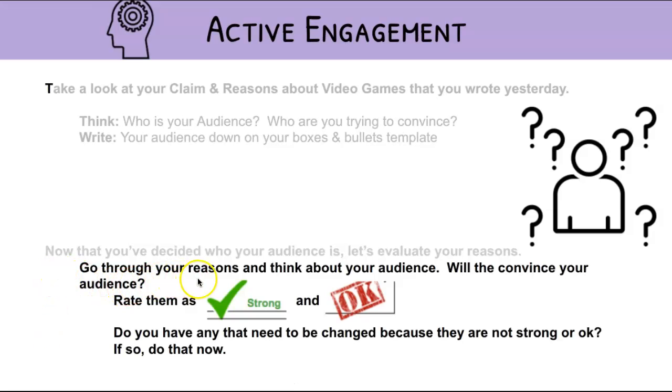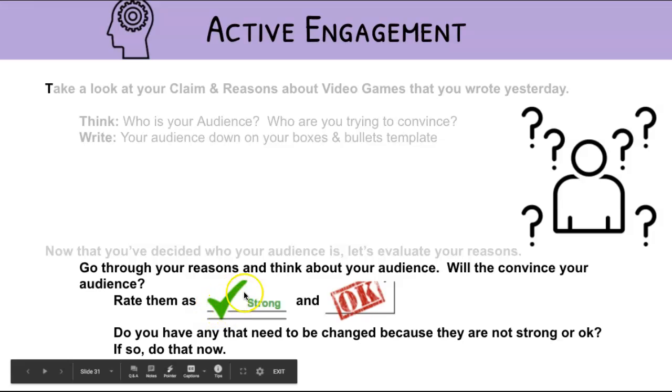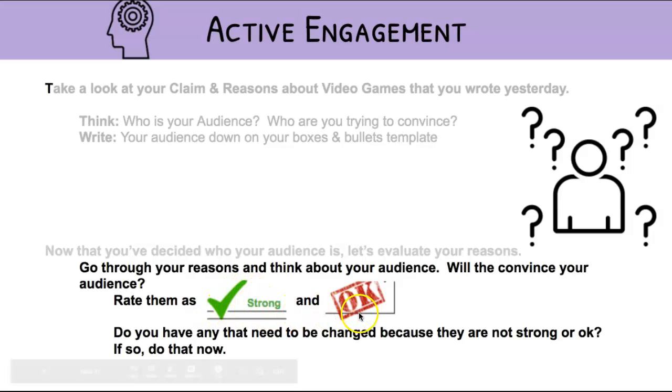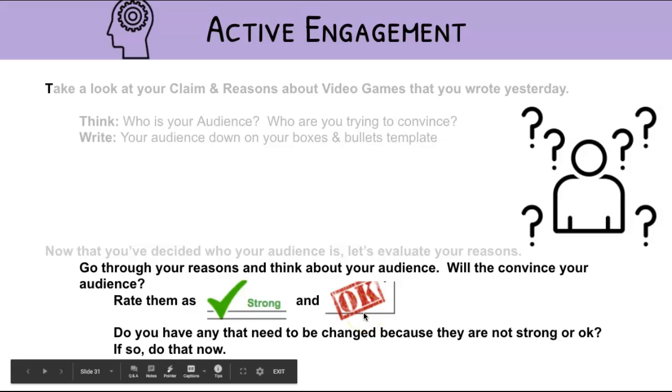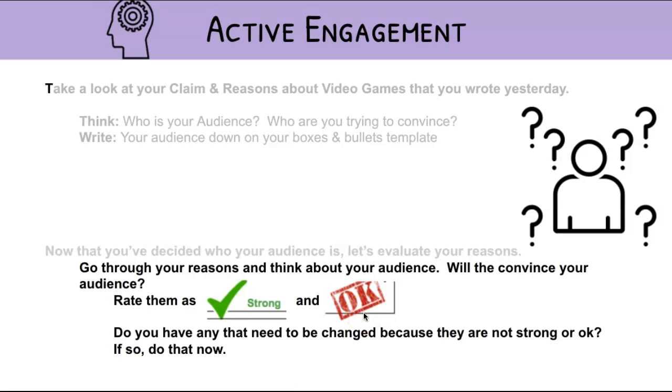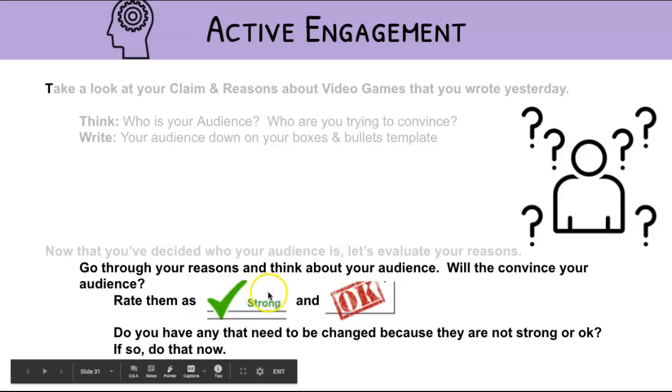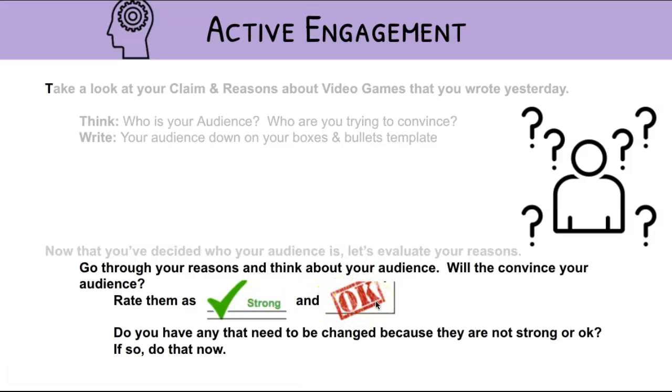So I want you to take a minute and go through your reasons that you've listed about video games and think about your audience. Will they convince your audience? I want you to rate your reasons as strong: yeah, I really think this is going to convince my audience. And okay: this reason's okay. So go ahead and do that. You can put a check next to them if you think they're really strong, or you can write the word okay next to them if you think they're okay.